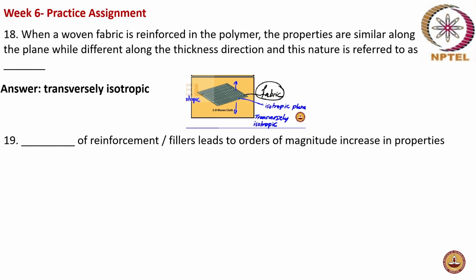Any thoughts? Which properties are they talking about? Any property for a polymer composite, when the amount of fillers is changed, okay, something happens to the polymer composite, and this leads to orders of increase in magnitude of some properties. Any property for that matter, there will be orders of increase. What is this phenomenon called?